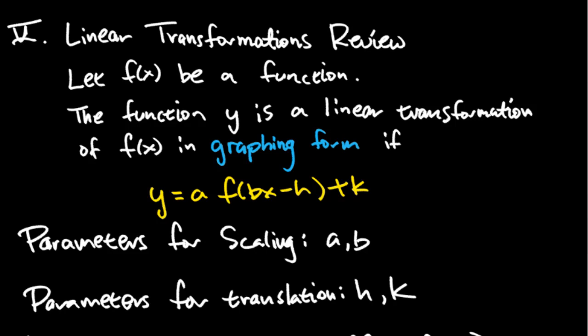Alright, so let's say that we have a function f of x. And we have another function y. And the function y is a linear transformation of f of x, and it's in graphing form. This is what graphing form means. The reason it's called graphing form is because it's actually easy to graph once you have it in that form.